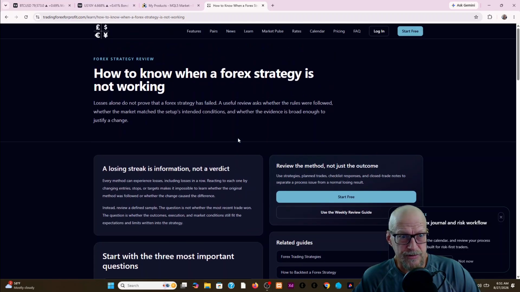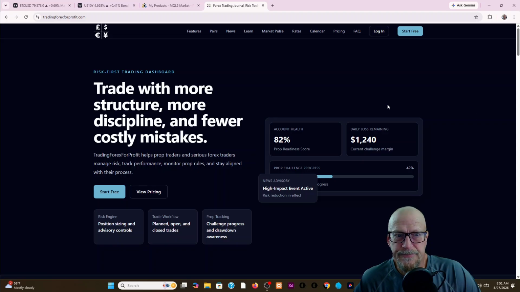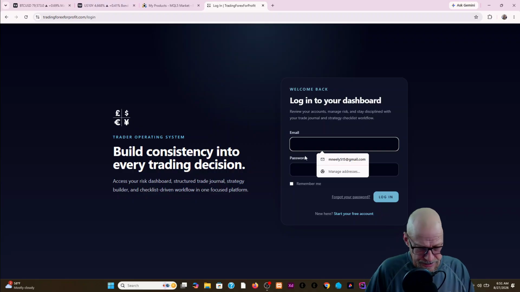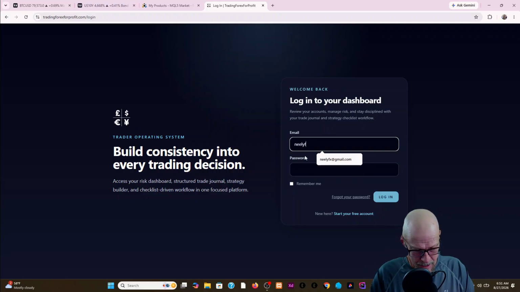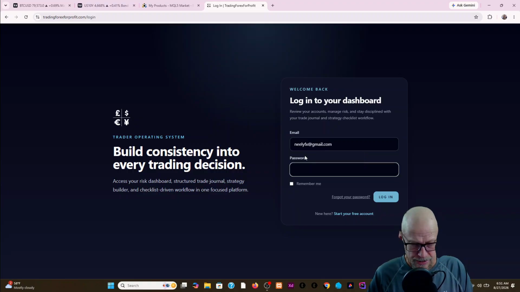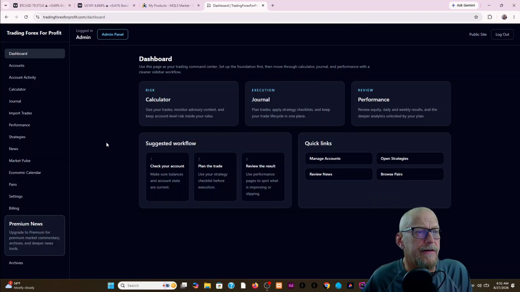First, this is tradingforexforprofit.com. This is my website. I'm starting to get really proud of this. It's kind of getting neat. But this is a trading education, trading calendar, and trading journal for traders so they can become better traders. We're going to log in and show you what's underneath the hood a little bit. I also have another playlist that will show you exactly what's underneath the hood as soon as I can get to making more videos. So with that, let's go ahead and go in here.